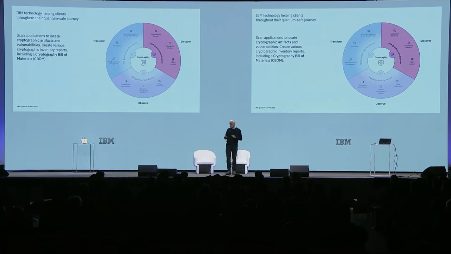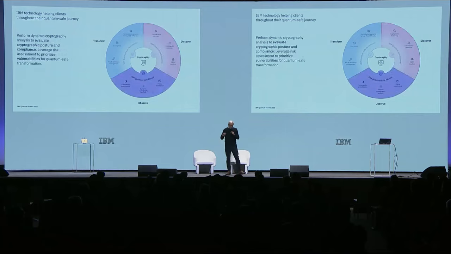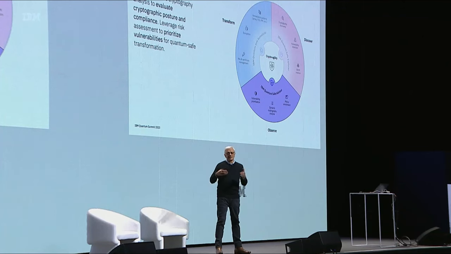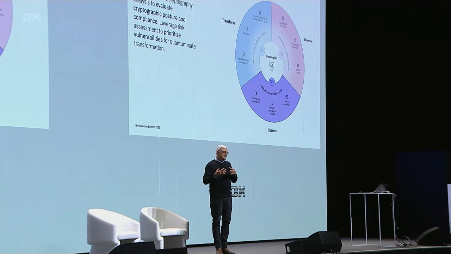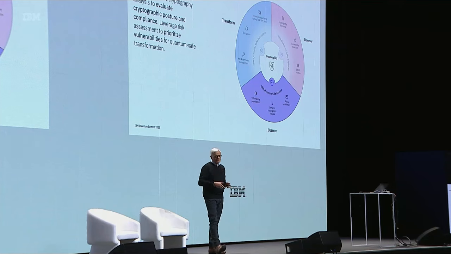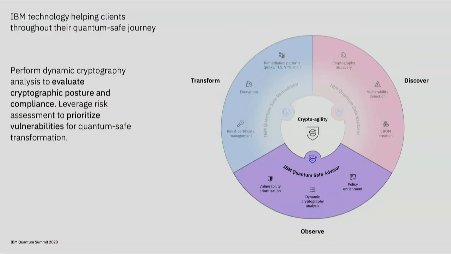The second stage is, having discovered what you have, to augment that with what other cryptography may exist that you observe in the actual execution of the system in the network. So observe is about observing the dynamic cryptography exchange by looking at traffic that goes across a network and using that information wisely to prioritize what you go after first and how you sequence your remediation operations such that you're quite effective.